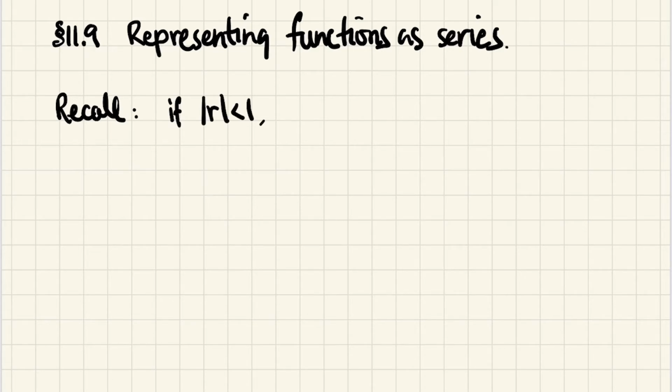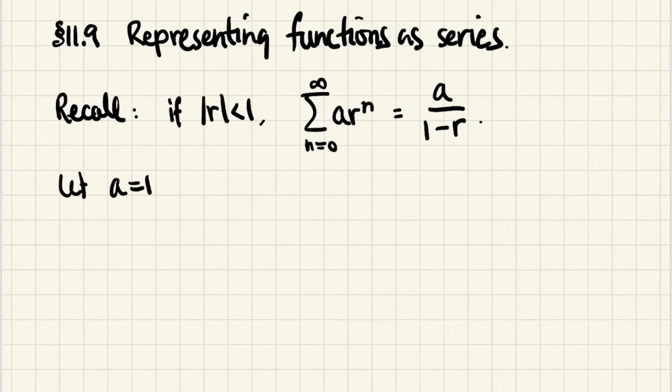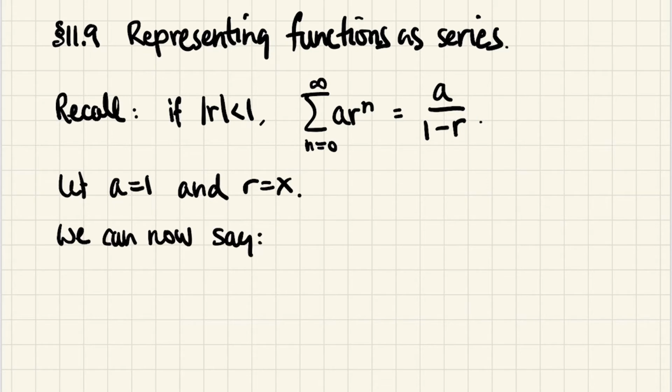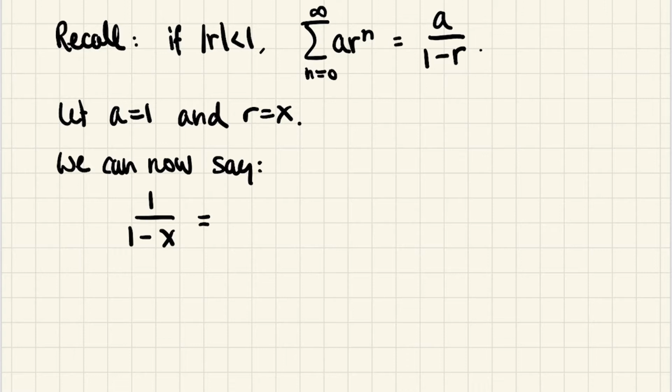If the absolute value of r is less than 1, then this particular series here converges, and its sum is a over 1 minus r. So we're going to use this as our first bridge from the universe of functions to the universe of series. And the way we're going to do that is we're going to let a equal 1 and r equal x. So we can now say that 1 over 1 minus x is equal to this infinite series.